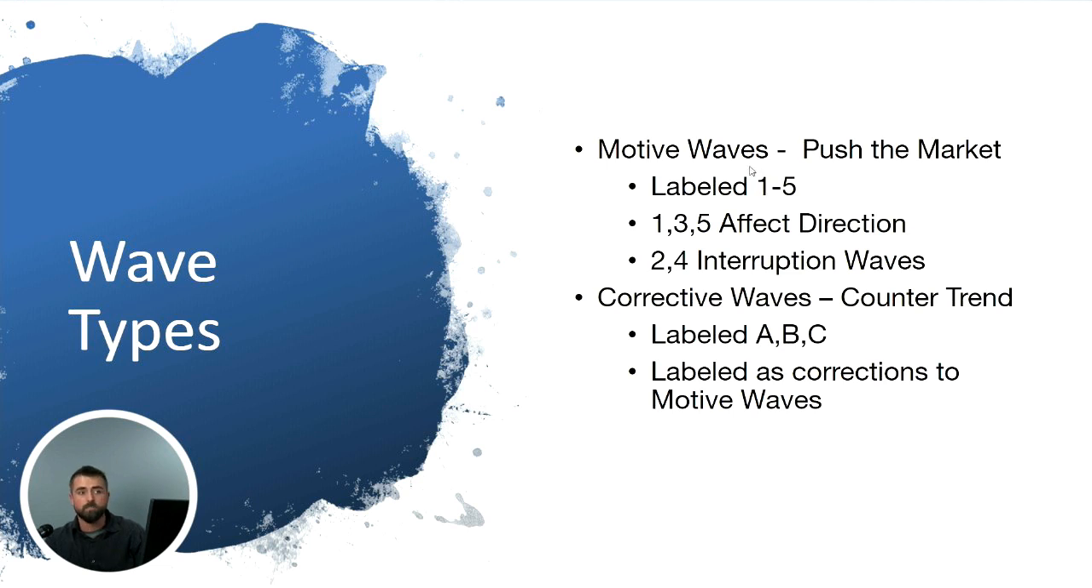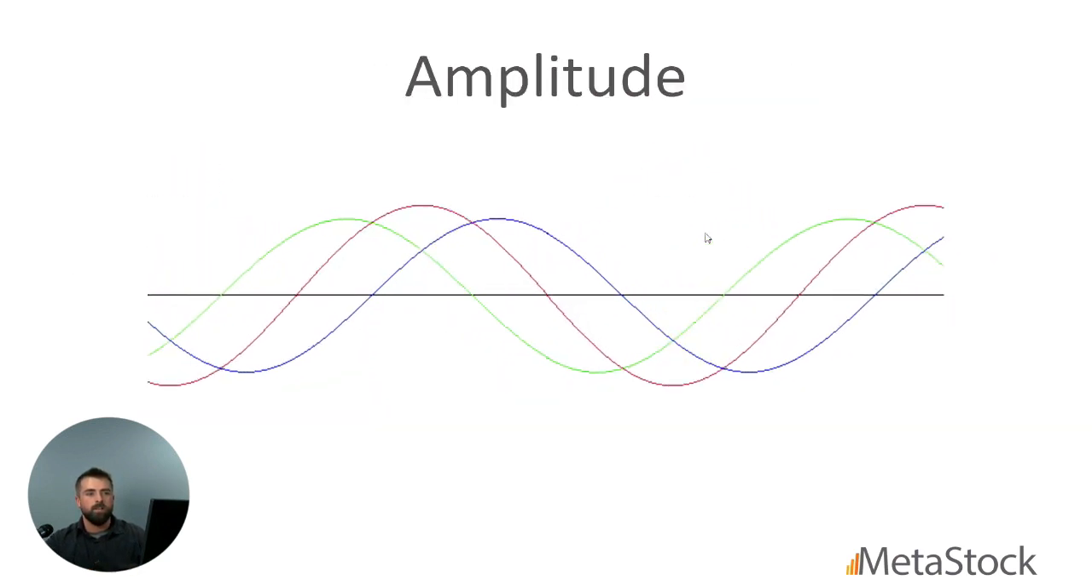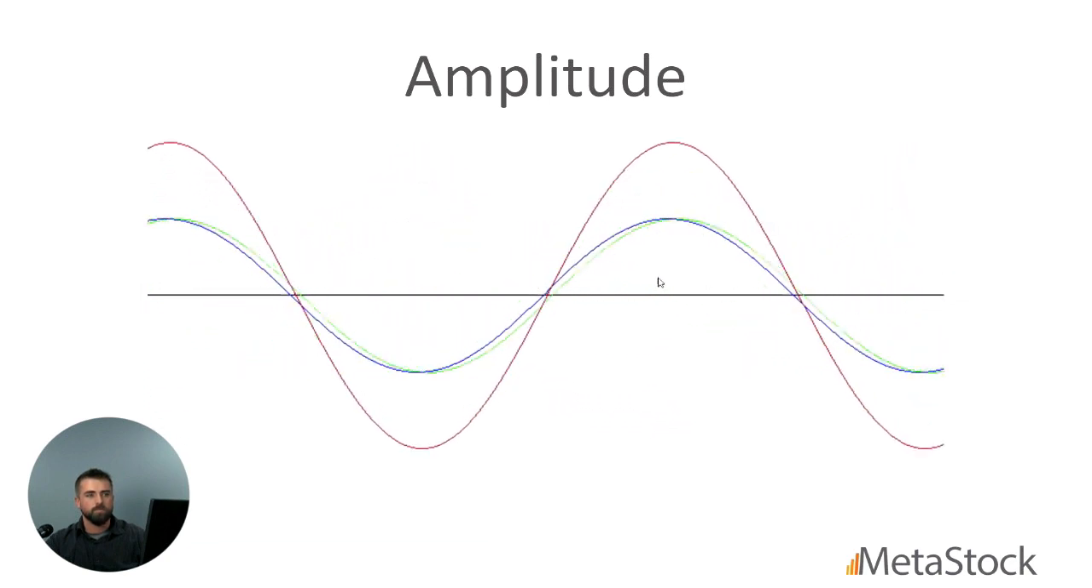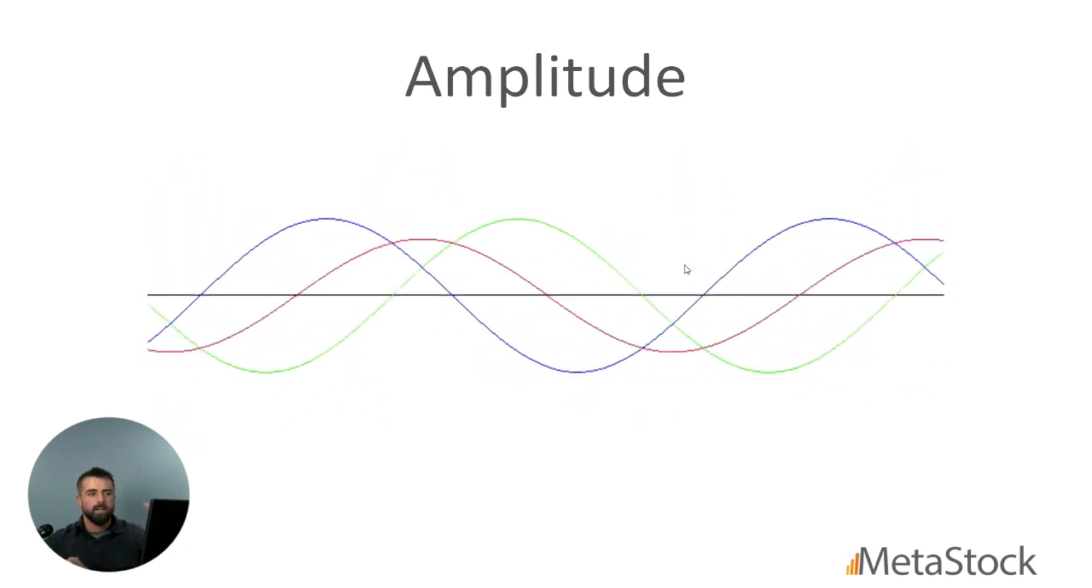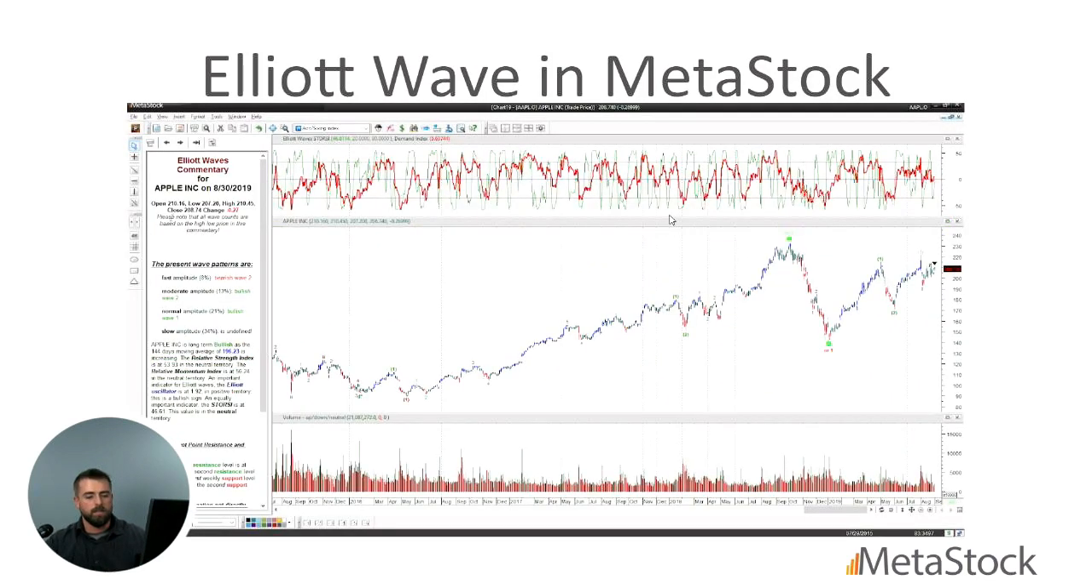Also, you can run explorations with this too. And there's different levels of volatility that Elliott Waves works with as well. You have the fast amplitude, moderate amplitude, normal, slow, depending on how much volatility is within a specific security. It's going to affect the rate of the waves that you're going to want to use. And this is just showing you a principle of how high and low wave can be considered based off the volatility of the market.